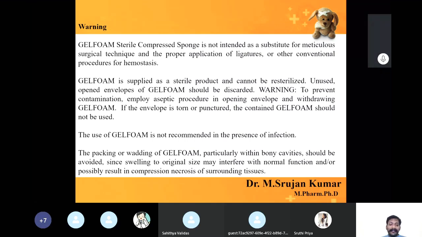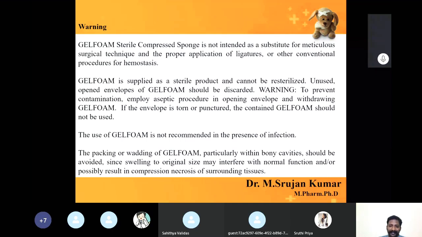The packing or wadding of gel foam, particularly within bony cavity, should be avoided. So you should not pack gel foam in a bony cavity. For example, a patient has undergone a bone surgery. After bone surgery, between one bone and another bone, you will always expect growth of the bone. In between that, you are not allowed to pack that particular space with gel foam. When you pack with gel foam, it will swell to its original size and may interfere with normal function.